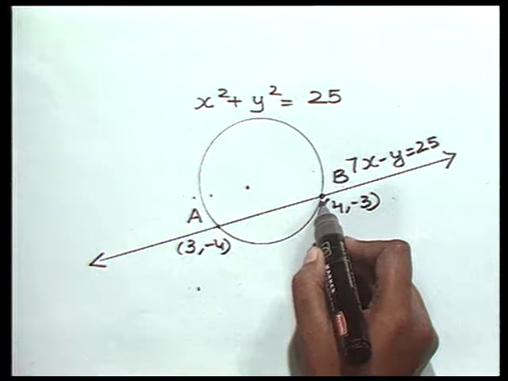Using the distance formula, we can find out the length of this chord AB. But ma'am, if the quadratic equation doesn't have any solution, then what can we do? In that case, we find the discriminant.